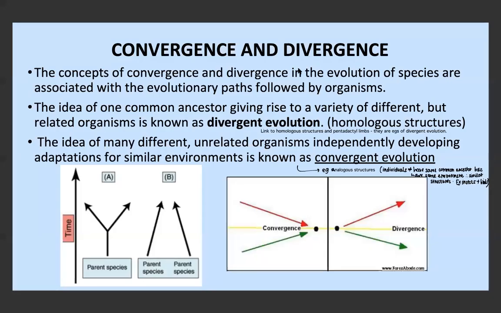This is the fifth video on the section of evolution. We're going to have a quick look at the concepts of convergence and divergence, and then we're going to look at the process of speciation and specifically of allopatric speciation.